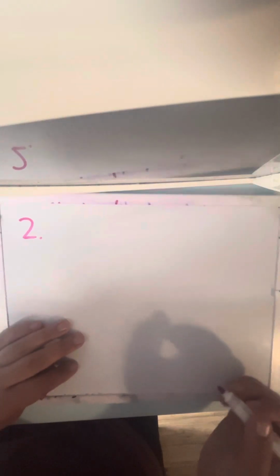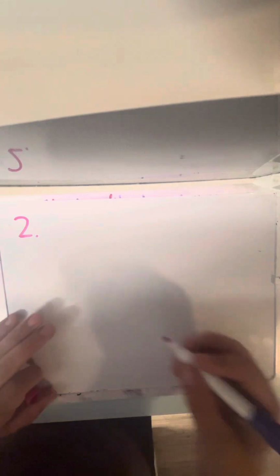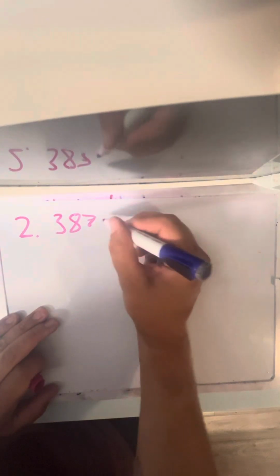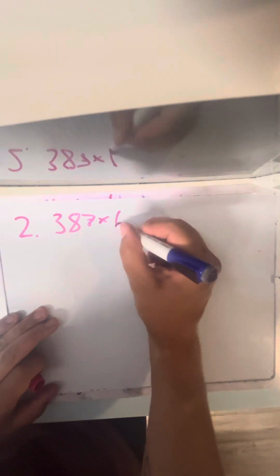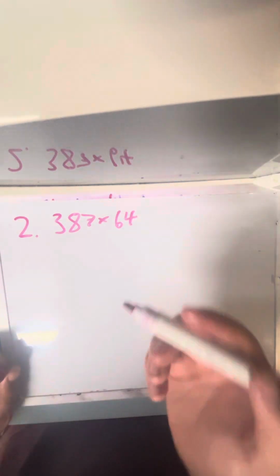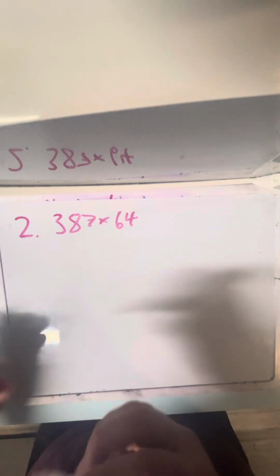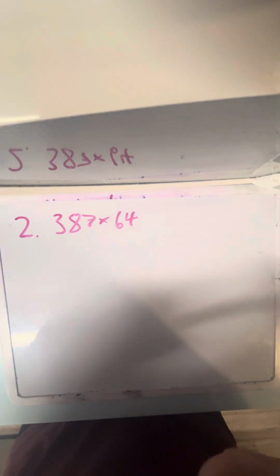All right. Actually, we'll use pink for this one. This is problem number 2. It is asking us to multiply 387 times 64, but using the standard algorithm method. And apparently lots of words using place values.